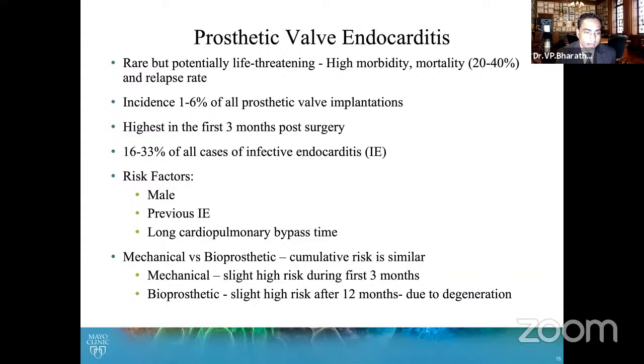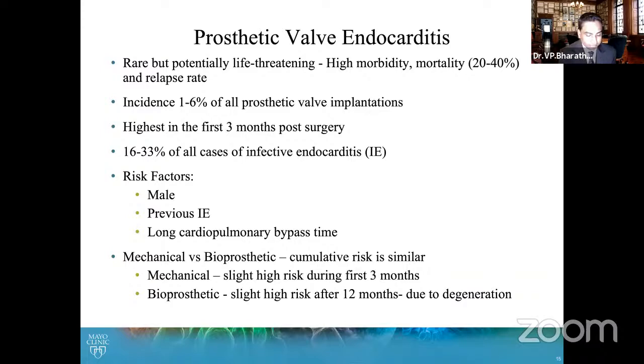Another question that always comes up is whether there is any difference between mechanical versus bioprosthetic valves in terms of risk for endocarditis. If you look at the cumulative risk, say after 5 years, the risk of endocarditis is almost very similar between the two. But during the first 3 months, the mechanical valve is at slightly higher risk compared to the bioprosthetic. The reason, as we talked about earlier, is that it takes time for the mechanical valve to endothelialize. On the other hand, bioprosthetic valves are prone to degenerate after a few years, and the risk goes up subsequently.